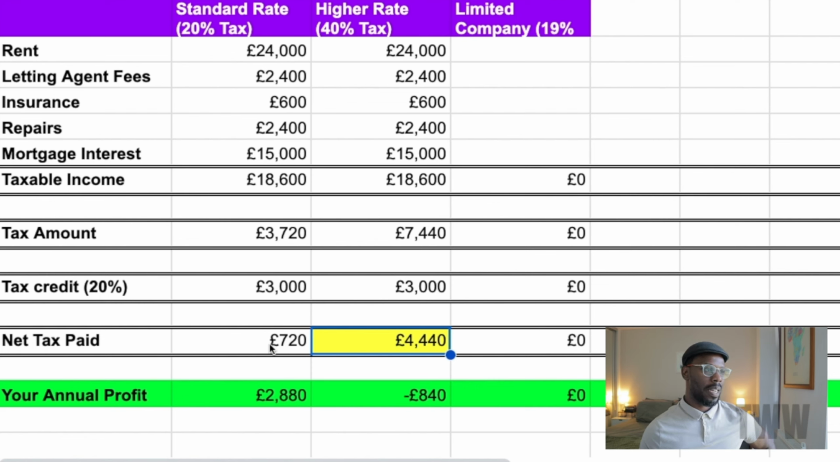Look how much bigger the property tax you pay is in the UK if you're a higher rate taxpayer compared to if you're a standard rate 20% taxpayer. Just over £3,700 more. Crazy. And what does that mean? It means you actually make a loss on the property that you own of £840 per year. It's not worth owning the property because you're actually making a loss every year.